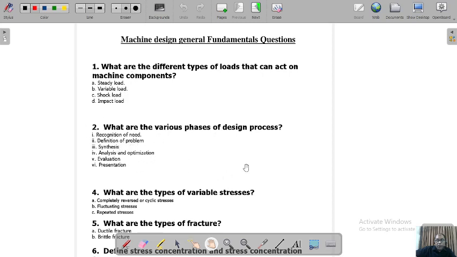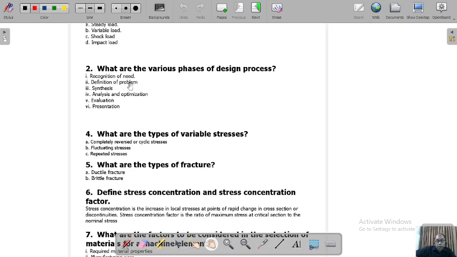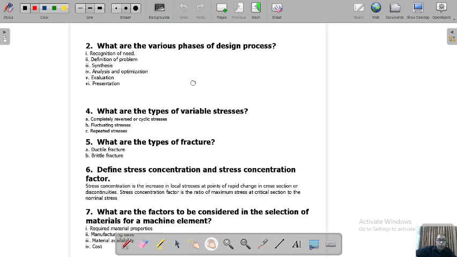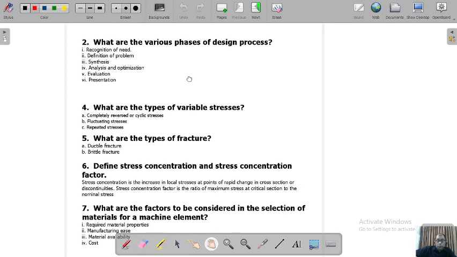What are the various phases of the design process? The main phases of the design process are recognition of needs, definition of problems, synthesis, analysis and optimization, evaluation, and final presentation to the customer. Whenever you're designing any machine component, or any system or assembly related to machine design, these are the fundamental design process steps.